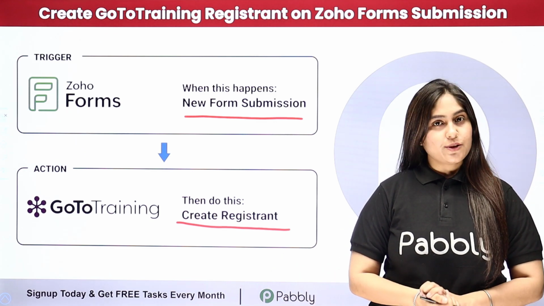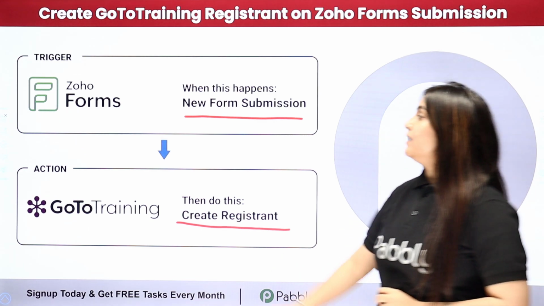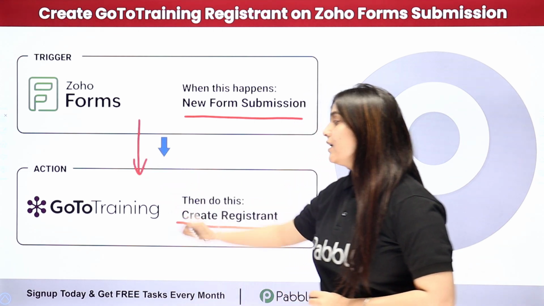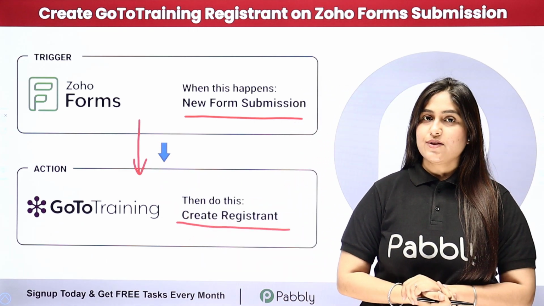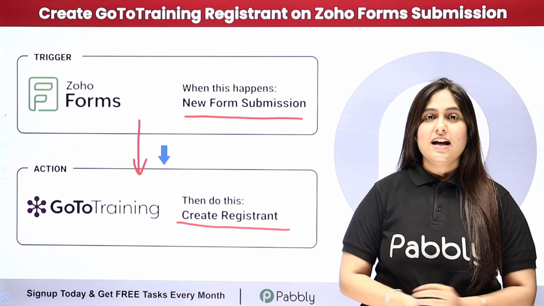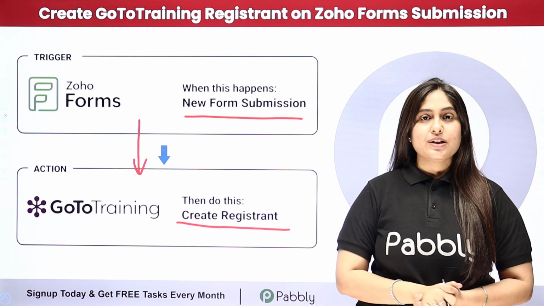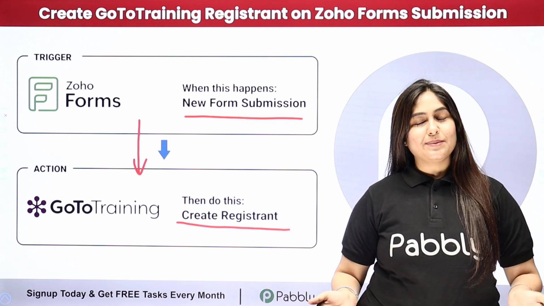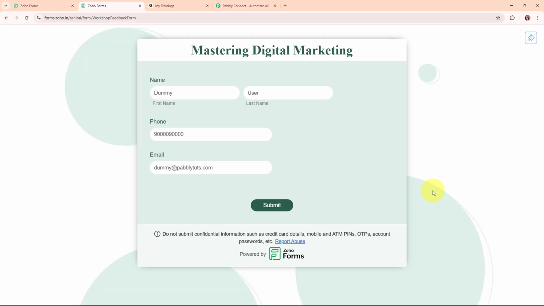To automate the entire process, I need to connect my Zoho Forms with my GoToTraining account using an automation software named Pabbly Connect. To see the working of this automation and to learn this process step by step, let me take you to my screen. Welcome to my screen.